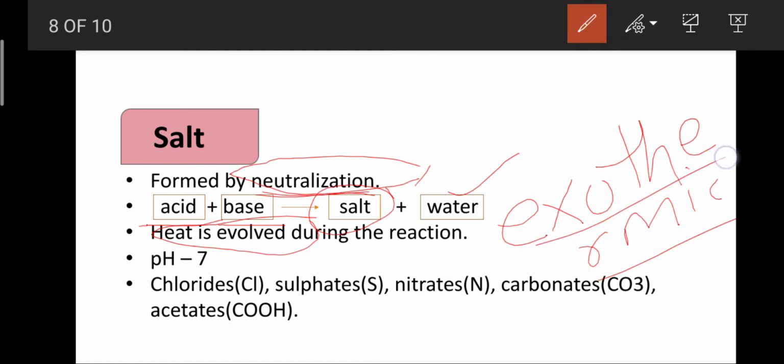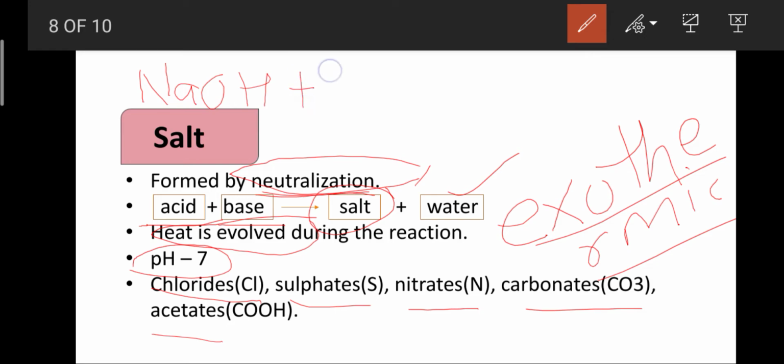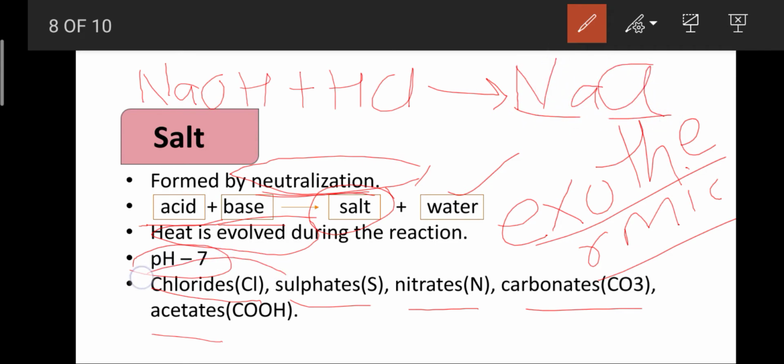Heat is evolved or given to the environment. Their pH is always 7, and they include chlorides, sulfates, nitrates, carbonates or acetates from the respective acid or base they are formed of. For example, if NaOH, which is sodium hydroxide, reacts with HCl, which is hydrochloric acid, it will form NaCl, which is sodium chloride, a salt of chlorine or chlorides.